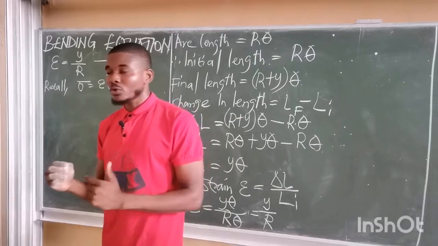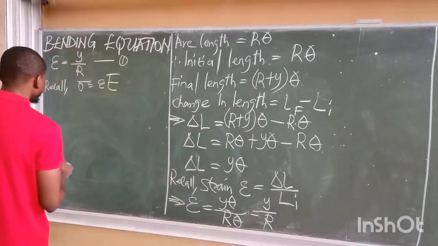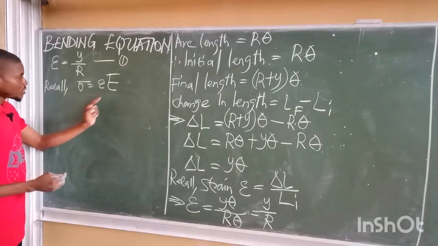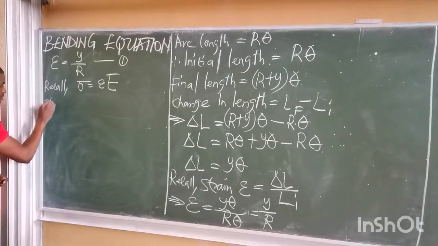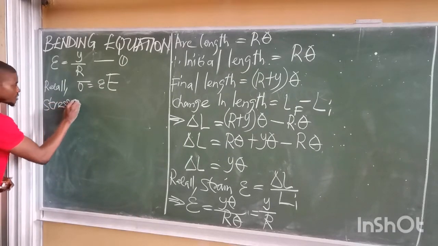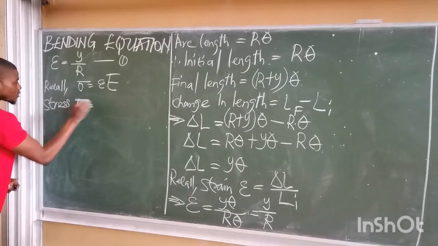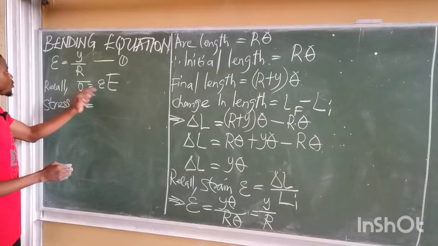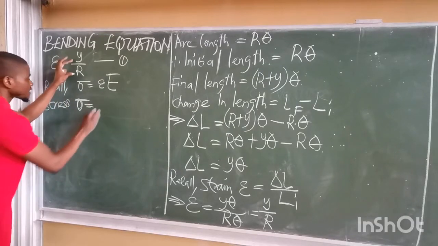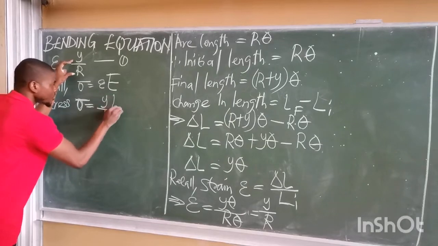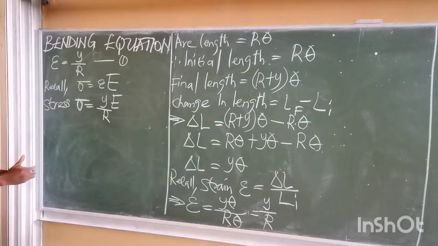We know from Young's modulus simply that we can make stress subject, and stress is simply strain times Young's modulus. Okay, therefore stress, which is sigma, is now equal to, okay, in place of strain, we simply put in the value now. We've obtained strain as simply y all over R, times Young's modulus, which is this.